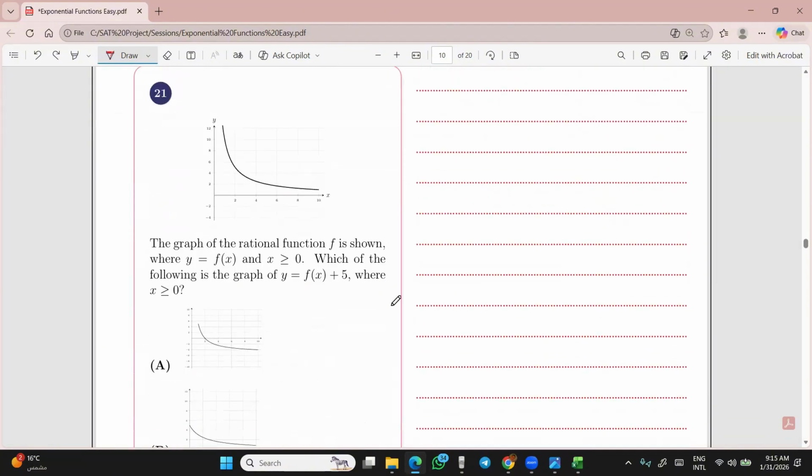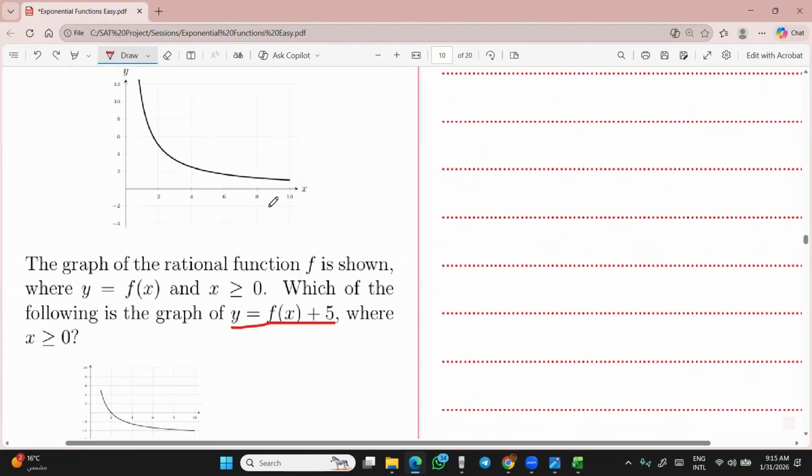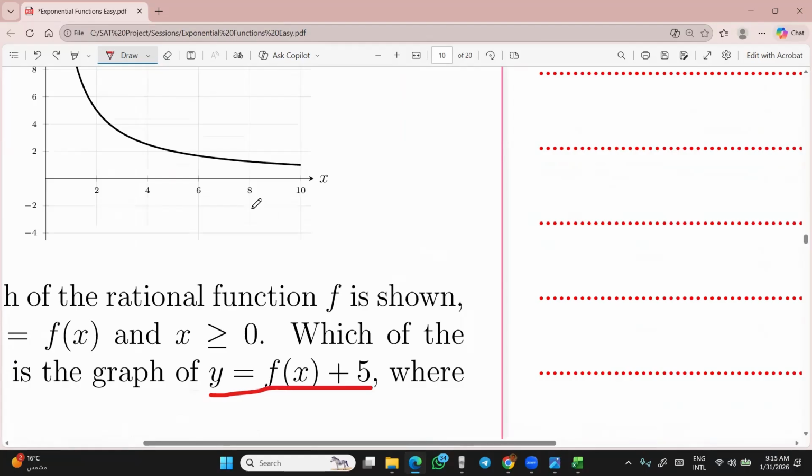Question number 21. Here the graph of the rational function f is shown, where y is equal to f of x. Which of the following is the graph of y is equal to f of x plus 5? Plus 5 outside here means it moved up 5 units, moving up. When this number is plus, move up. So how can we find the answer exactly the same as your answer?